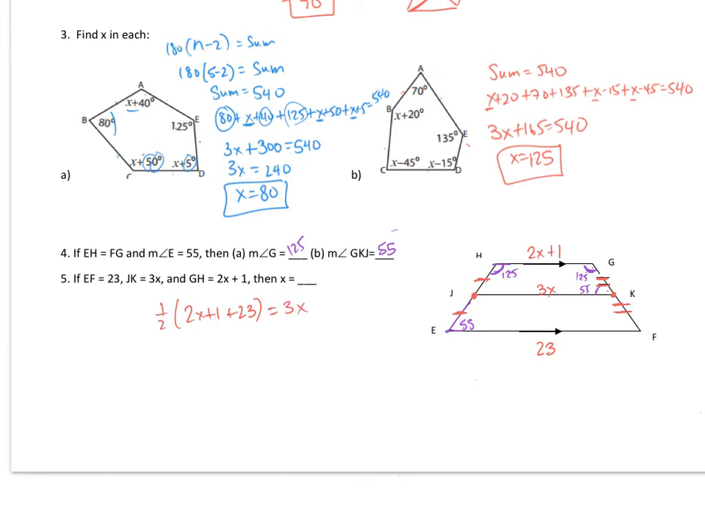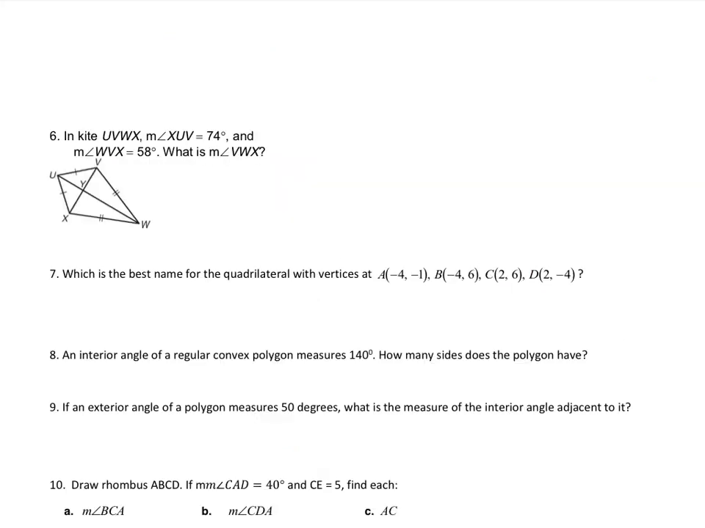So I'm going to multiply everything by 2, so I end up with 2x plus 1 plus 23 equals 6x. Now I'm going to go ahead and solve for x, so 2x plus 24 is 6x. 24 equals 4x. X will be 6. Okay, moving on to the next page.